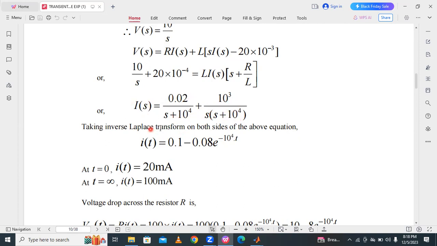Apply inverse Laplace transform, then you will get I of t is equal to 0.1 minus 0.08 into e power minus 10 to the power of 4 into t. This is the I of t expression, the current response by taking the initial conditions. Then we have to verify the initial conditions. At t is equal to 0, the current I of t is equal to 20 milliamps, which means 0.02 amps.